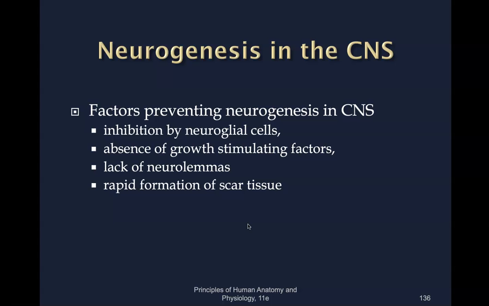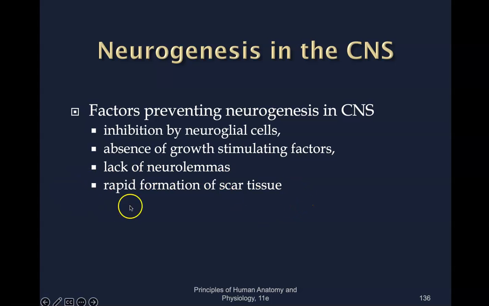So that's why. Factors that prevent neurogenesis in the central nervous system: this is a little bit more than you need to know, but we have inhibition by neuroglial cells, the absence of growth stimulating factors, and lack of neurolemmas. Remember, we don't have neurolemmas because we don't have Schwann cells, we have oligodendrocytes instead. And then rapid formation of scar tissue is a big one, okay? And this becomes an issue for things like multiple sclerosis.